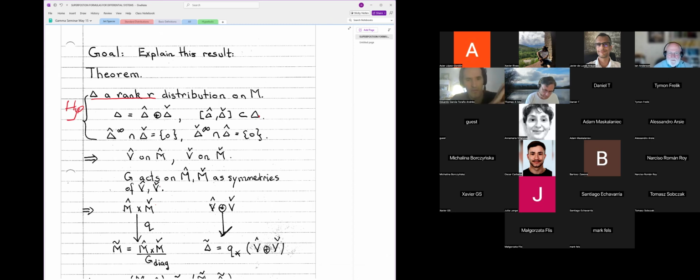And we're going to assume that this distribution decomposes into a direct sum of two sub-distributions, which I call delta hat and delta check. So for example, in many of the applications, this will be a rank 4 distribution, this one will be a rank 2 distribution, and this one would be a rank 2 distribution. And this direct sum decomposition has to have the property that when you bracket a vector field in this distribution with a vector field in this distribution, you stay inside the big direct sum. If this is true, we call the distribution delta a hyperbolic distribution. So a hyperbolic distribution is a distribution which admits this direct sum decomposition and satisfies this property.